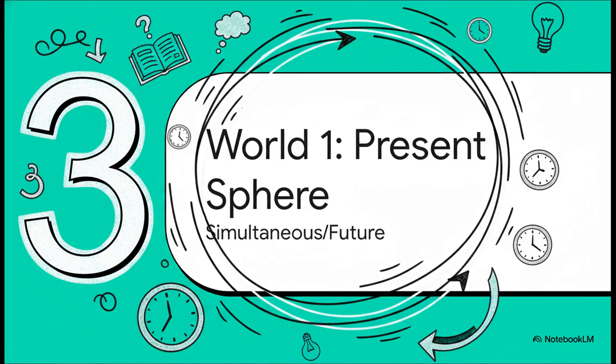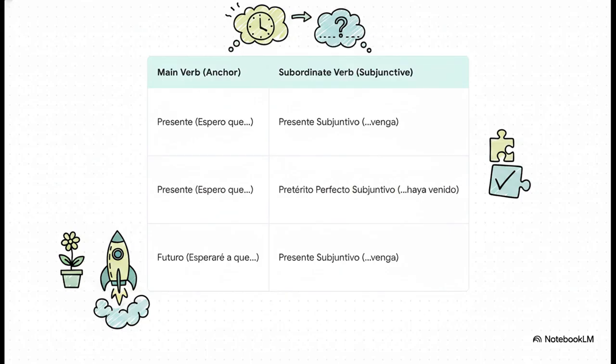First up, let's explore the world you're probably already pretty comfortable with, the present sphere. If you're at a B2 level or higher, you've likely mastered this without even realizing it had a name. It's pretty straightforward. If your anchor verb is in the present tense or the future, you are basically locked into two choices. You either use the present subjunctive for things happening now or later, or you use the perfect subjunctive for things that are already done.